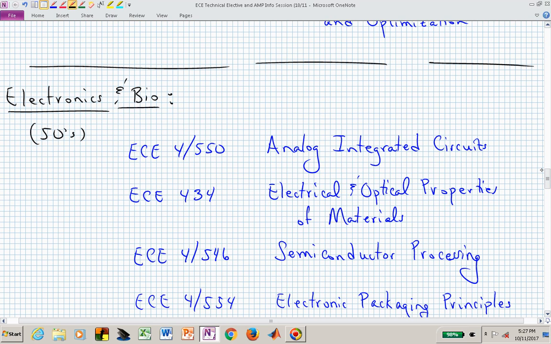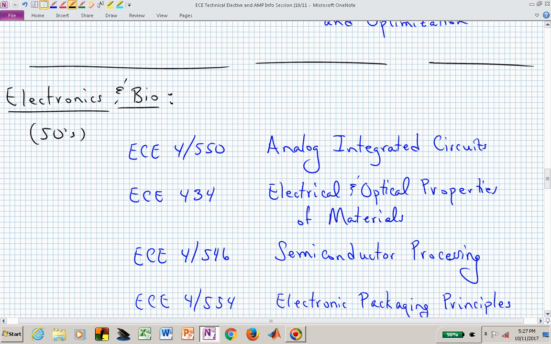In the 50s, in air quotes, we have this list of courses. 450, 550, again, a prerequisite for that is 351C. That's analog integrated circuits.